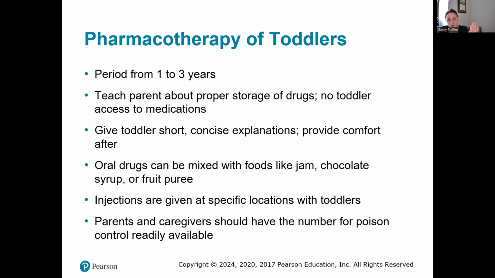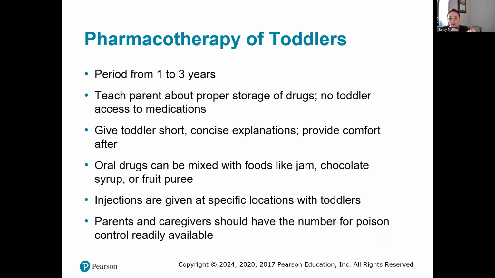And then CPS has to get involved. Not that the parents shoveled the pills down their kid's throat, but they had access to it. There were possible serious adverse reactions to these medications. So proper drug storage is super important. And then having the number to poison control is super important as well. You might as well memorize it if you work in the ER, okay?